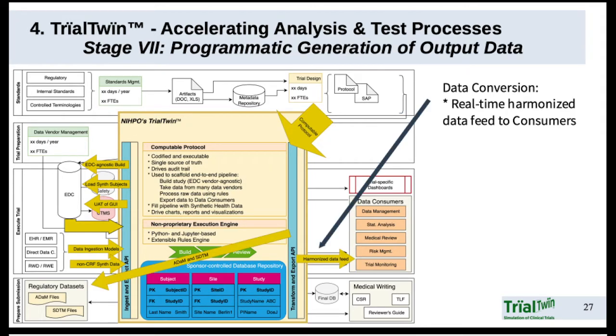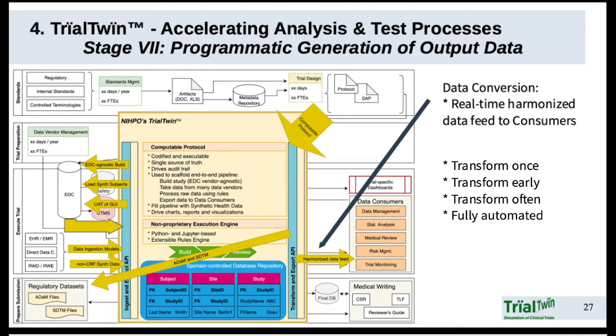The next step, stage 7, is we convert all of the data inside the repository on a real-time basis for internal consumers. Here we can generate an SDTM, ADaM, or a sponsor-specific output format. The goal is the data is in the repository, all the data consumers get real data, and we transform once, we transform early, we transform often, and this is fully automated. So no more SAS scripts, no more custom coding, it's all driven through the API.